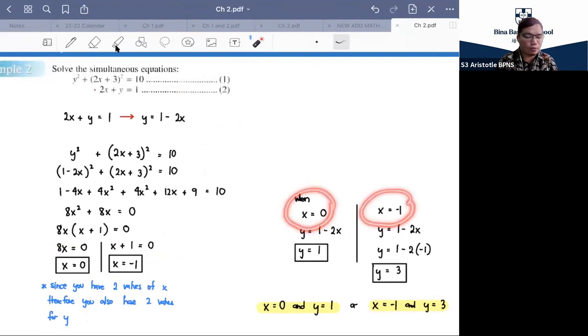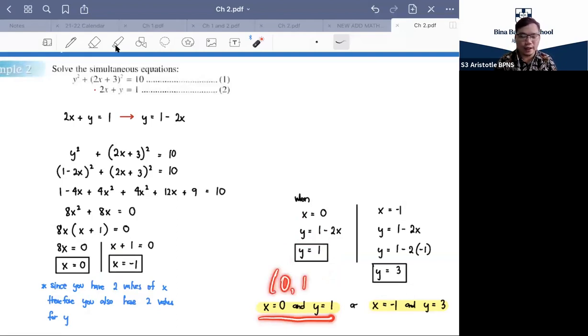So when x is 0, what is y? Using the same formula, y is equal to 1 minus 2x. If x is 0, this is basically gone, so y is equal to 1. That's my first point, 0 and 1. You can just write it like this. And then for my second point, when x is equal to -1, simplifying this, y is equal to 3. So my second point is -1 and 3.